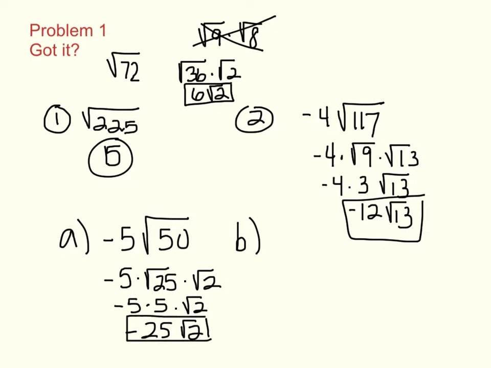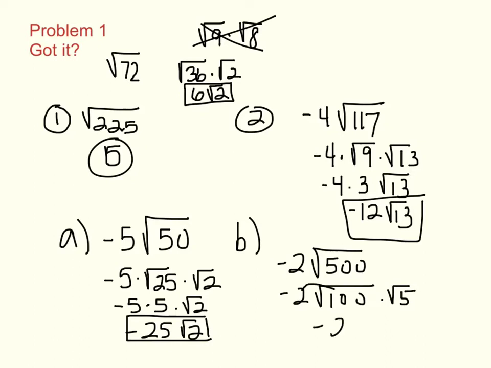The next one, negative 2 times the square root of 500. Well, I'm thinking that I can take the square root of 100. So I'm going to break this up into the square root of 100 times the square root of 5. Now I'm going to skip a step, which you can do. The square root of 100, what is the square root of 100? It's 10. So then I take 10 times the negative 2. That gives me negative 20 times the square root of 5. So my answer would be negative 20 times the square root of 5.